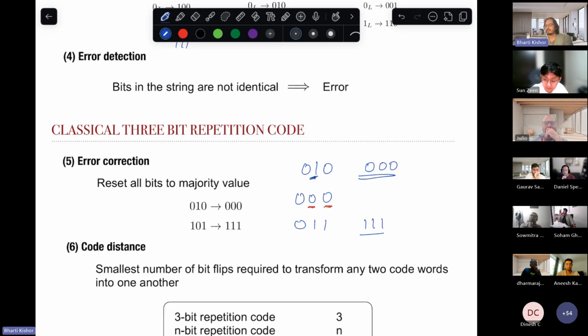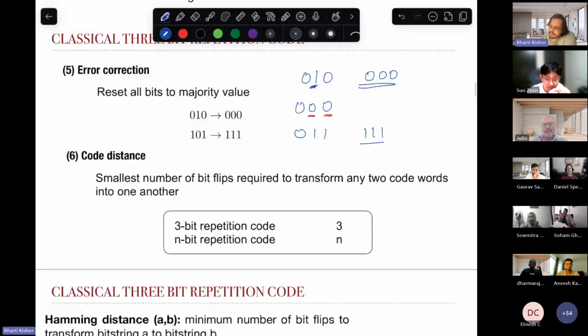Why is it breaking here? Because we are assuming that we have an error correction code that works for a single bit flip error. But if there is more than one bit flip error, then we are not able to correct. And these ideas are captured by something called code distance. So if you have higher code distance, it means you have higher tolerance to error.